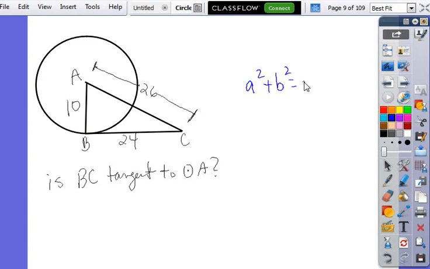If Pythagorean theorem works, what does that tell me about the triangle? It's a right triangle, and if it's a right triangle, it's got to have a right angle. So all I've got to do is check does Pythagorean theorem work for that. If it does, then that tells me right triangle, and if it's a right triangle, then it's got to have a right angle in there.